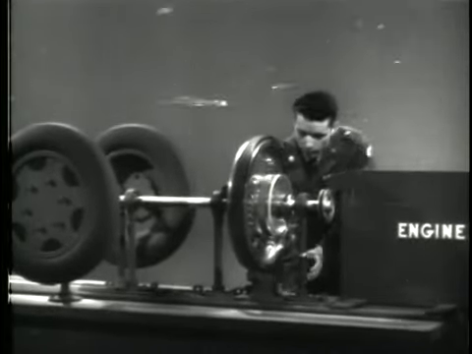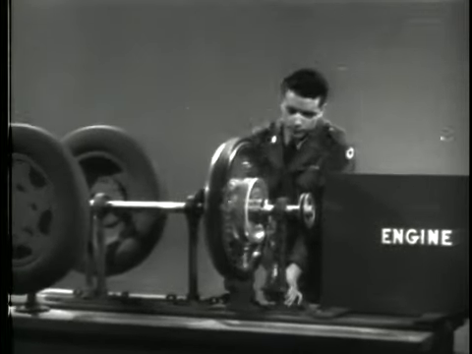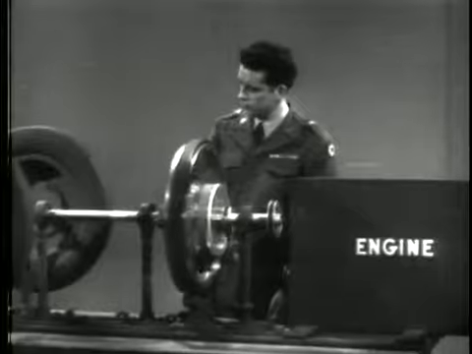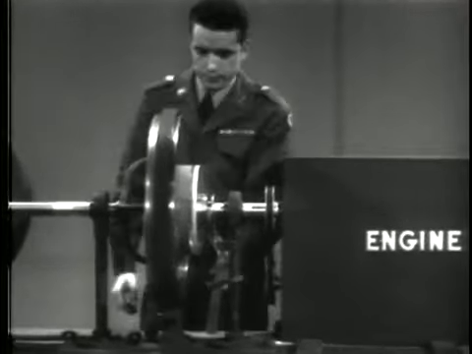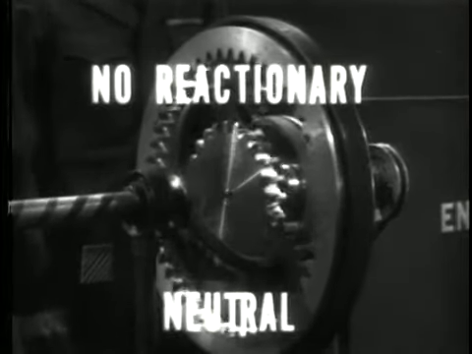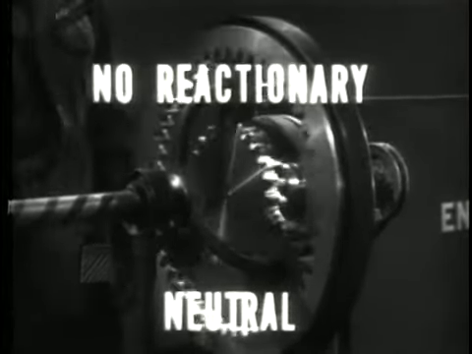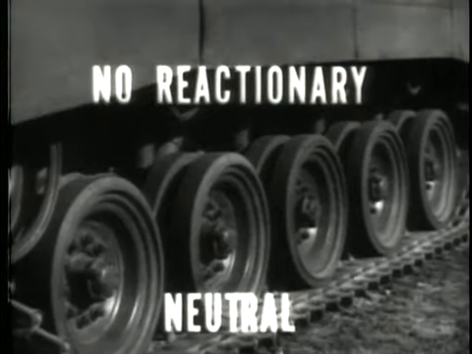Single planetary gear sets operate under certain laws, 5 in all, to achieve various drives on vehicles. Let's review the 5 laws that govern these drives. First, there's neutral, governed by law number 1. When there is an input and an output, but no reactionary, the result is neutral.